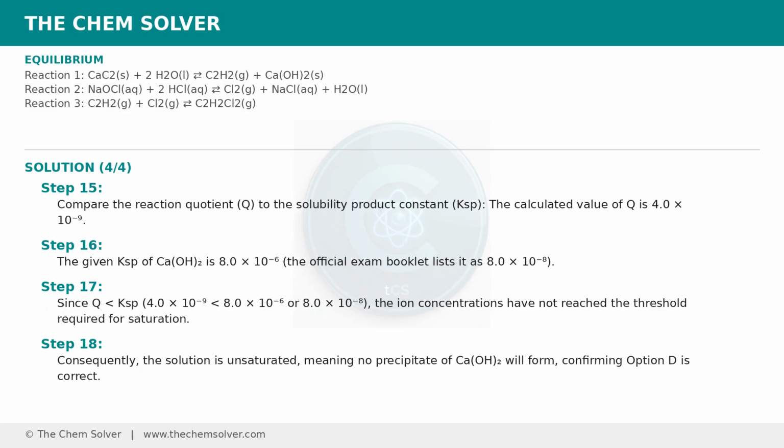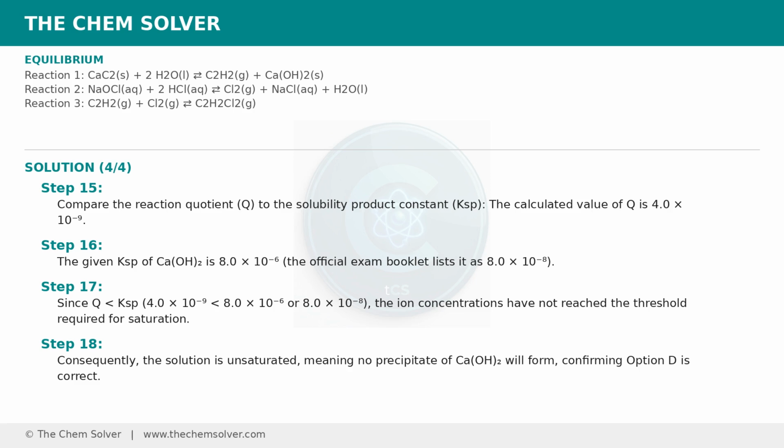Compare the reaction quotient, Q, to the solubility product constant, Ksp. The calculated value of Q is 4.0 times 10 to the power minus 9. The given Ksp of Ca(OH)2 is 8.0 times 10 to the power minus 6. The official exam booklet lists it as 8.0 times 10 to the power minus 8. Since Q is less than Ksp, 4.0 times 10 to the power minus 9 is less than 8.0 times 10 to the power minus 6, or 8.0 times 10 to the power minus 8.